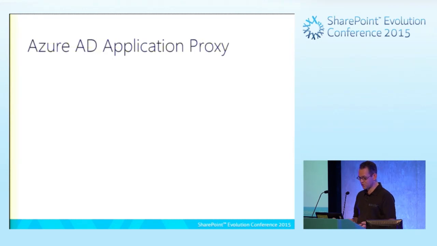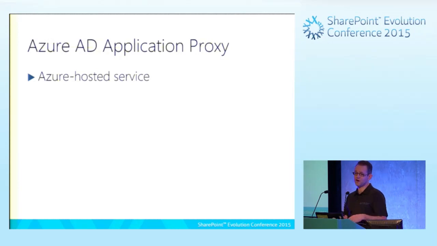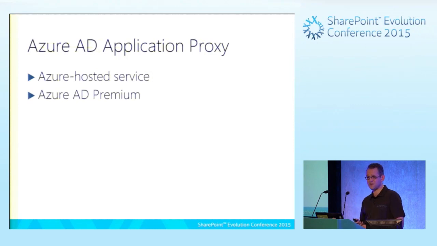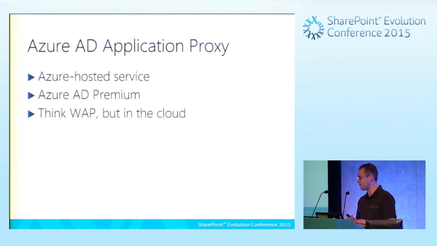So Azure AD application proxy, what is it? It's an Azure hosted service, so you already have to use Azure. You already have to use synchronized identities, so you should already have a connection to Azure, have your user directory connected to Azure. That is a requirement. You have to have Azure AD Premium, also a requirement. It's just like the web application proxy, but in the cloud.